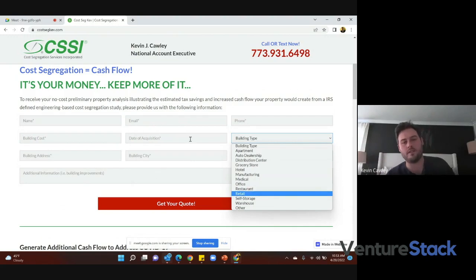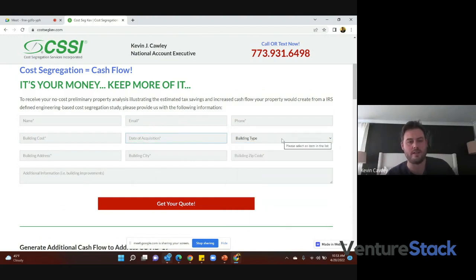So building costs, when did you buy it? What kind of building is it? Where it's at. So geography has a lot to play into it as well. If you bought a building in Manhattan, the land value is probably through the roof. So we look at all of these things while determining prices. Everything we do is fixed fee. We can't take a percentage of the benefit created, but the numbers are so compelling that no one says no to Cost Seg because of the fees.